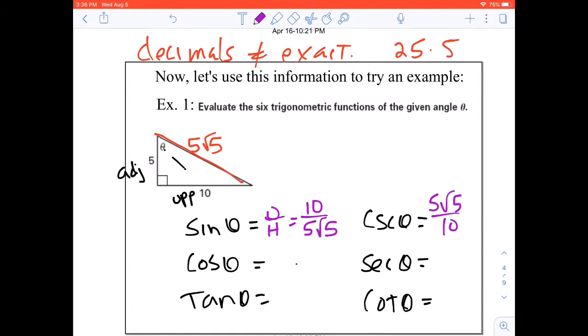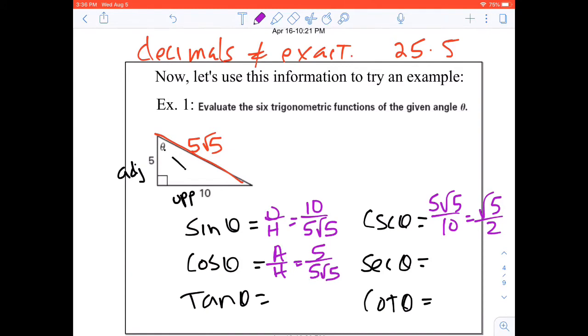If you rationalize now, you're going to have to rationalize cosecant all over again, and I could just get root 5 over 2, and I'm done. I'll go back and simplify the sine momentarily. Cosine is adjacent over hypotenuse, so that's going to be 5 over root 5.